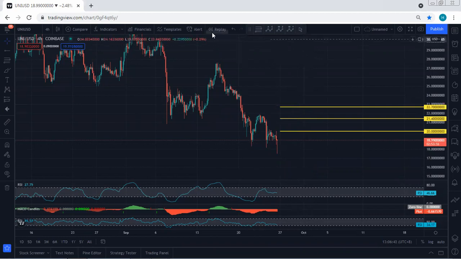All right. And these are the levels we can look for. The first one is 20. We need the breakout of 20. The next one is 21.4, followed by 22.7. These are the levels we're looking for if you want to look for buy.